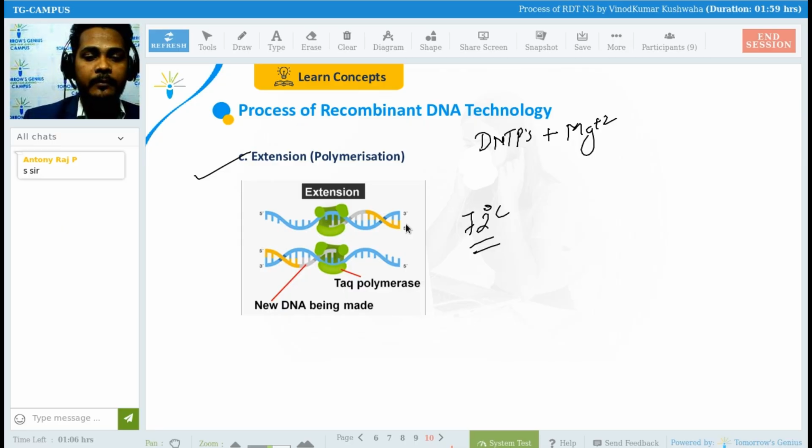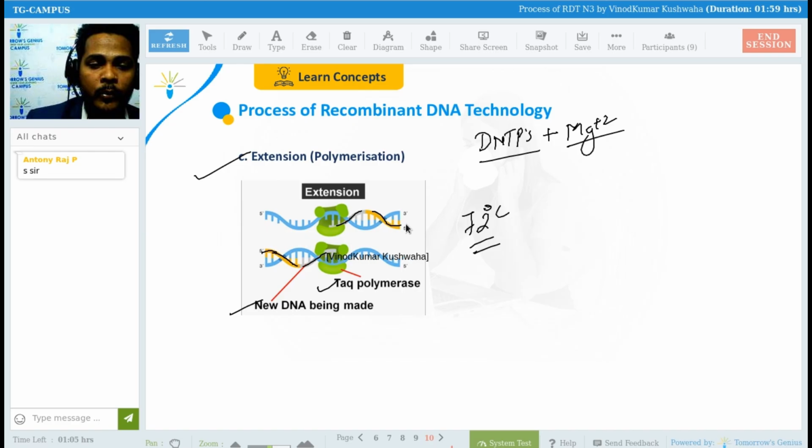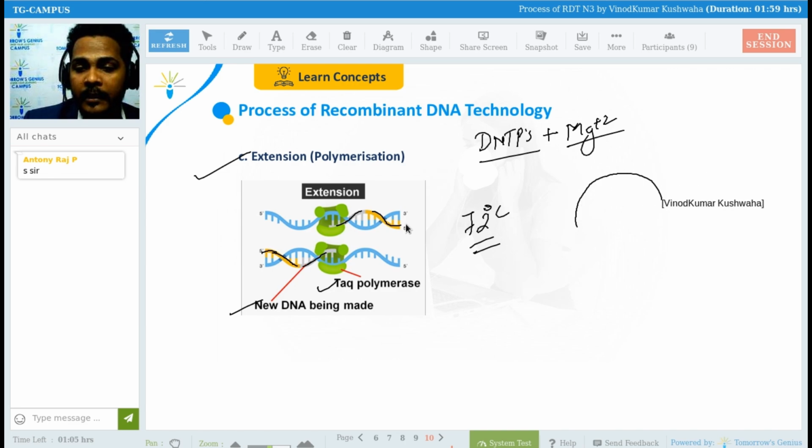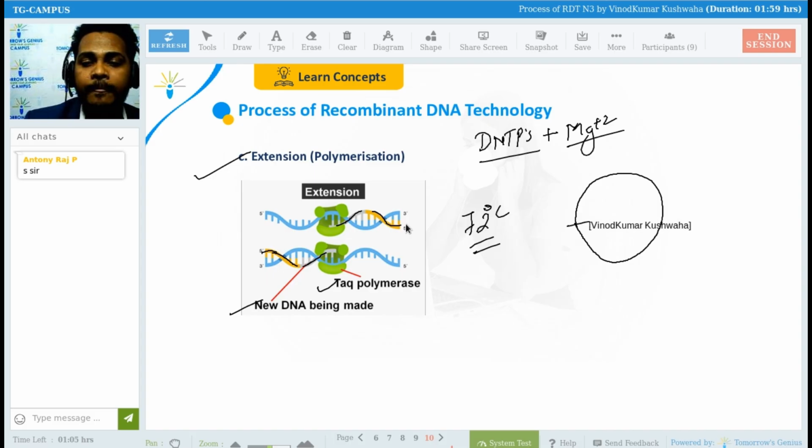Okay, so here Taq polymerase, dNTPs and magnesium are used for extension, and here you can see the new DNA being made. You can see this is the new DNA, this is your primer. Now here you can see this is your new DNA, right? Formation of new DNA. So in this way you can make multiple copies from this PCR. Now this is just one cycle, and to complete one cycle 3 steps are required.